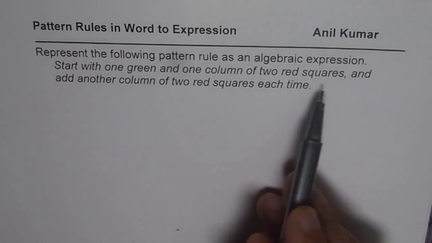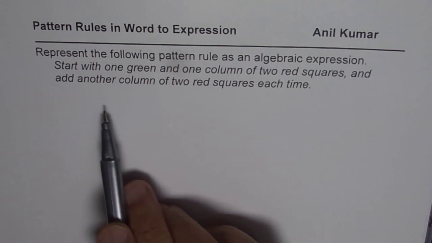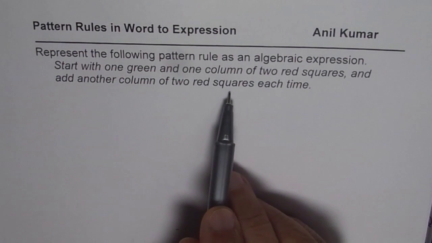I'm Anil Kumar, and now we will learn how to write or describe a pattern rule given in words. The question here is, represent the following pattern rule as an algebraic expression. Start with one green and one column of two red squares and add another column of two red squares each time. I'd like you to pause the video, answer the question, and then look into my suggestion.